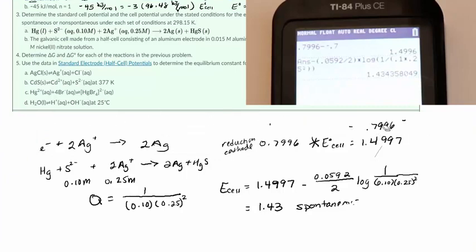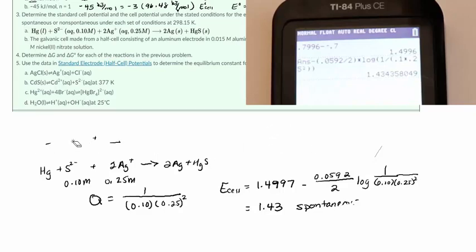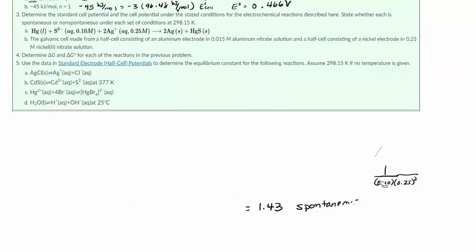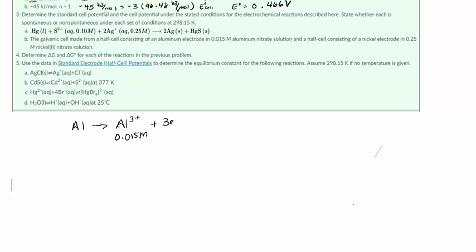So moving on to number 4, we'll follow a similar pattern where we'll write out the half reactions, calculate the standard cell potential, and then the non-standard conditions. So here we're given the words: a galvanic cell made from a half cell consisting of an aluminum electrode in aluminum nitrate. So we're making aluminum 3 and it's at 0.015 molar. And a half cell consisting of a nickel electrode in 0.25 molar of a nickel 2 solution.